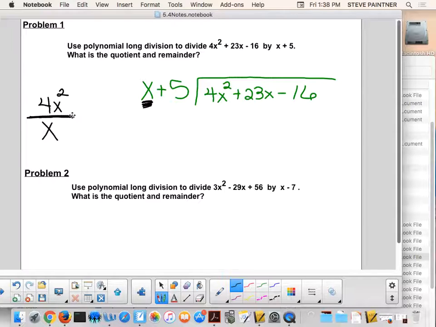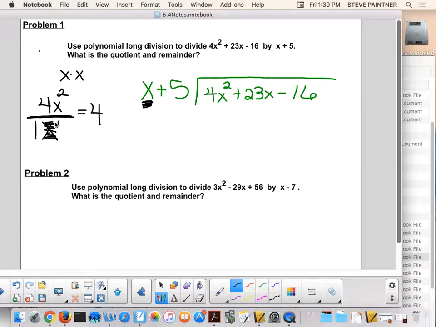All you care about is the x, the first term in your divisor. How many times will x go into the first term, 4x squared? Can anybody tell me? This is 1, 4x. 4 divided by 1 is 4. X to the first, x to the second. I hope you guys are thinking like this. X squared is just x times x, isn't it?